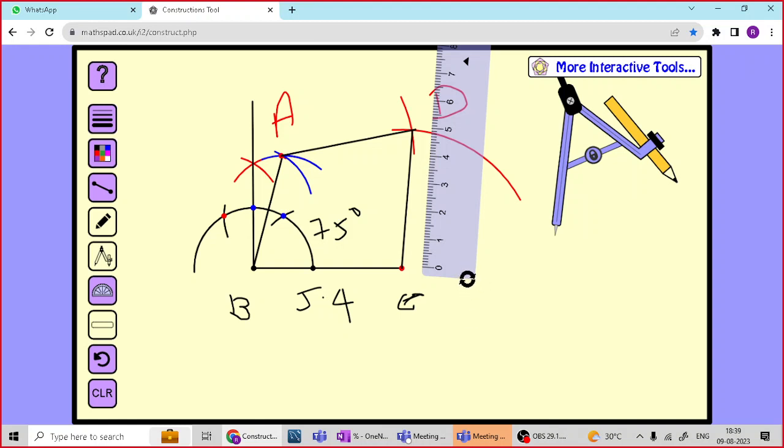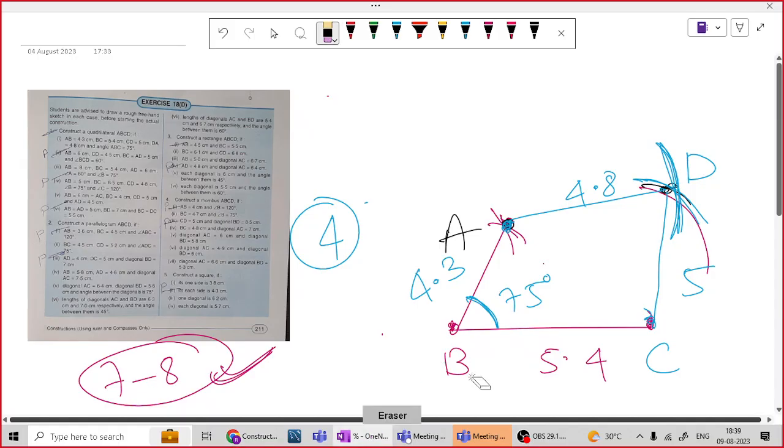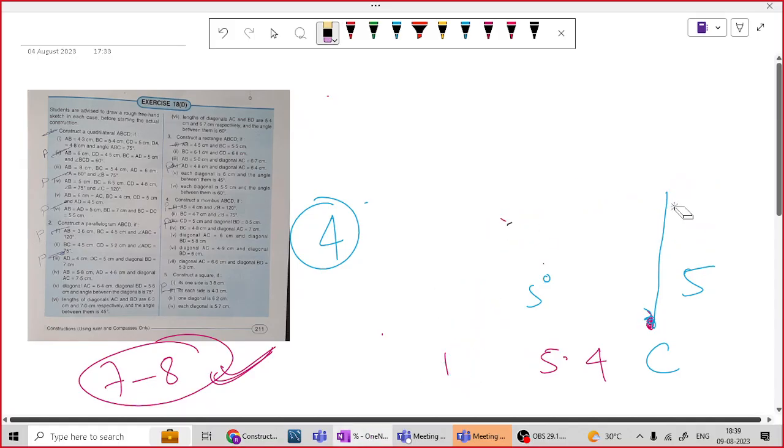And still, if you want confirmation, you have to wait. You submit your project, ma'am will correct. Done. 75 degrees. First question.